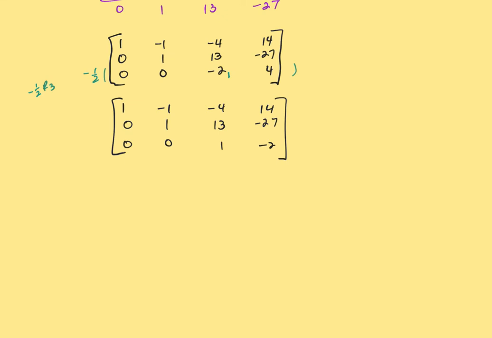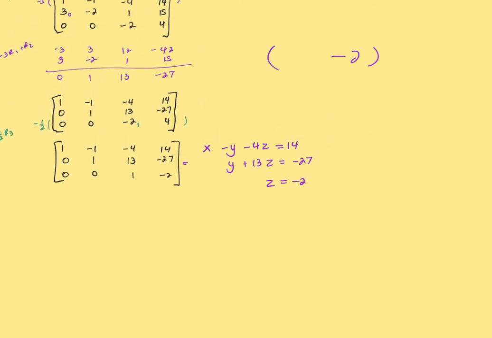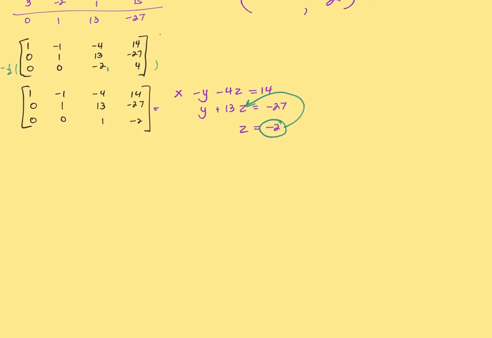Now comes my system. X minus y minus 4z equals 14. Y plus 13z equals -27. And z equals -2. So already I have my z. I'm going to take that, plug it into the second one in place of the z. Add the 26. Y equals -1. There's the second one.